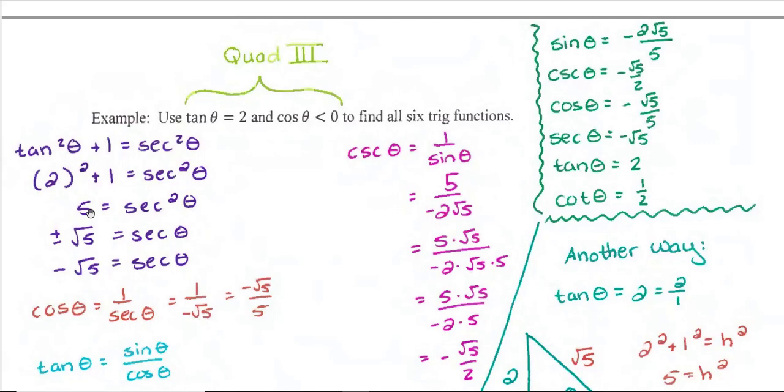So to solve for the secant, we can take the square root of both sides. But remember, when you take the square root to solve, you have to take plus or minus.